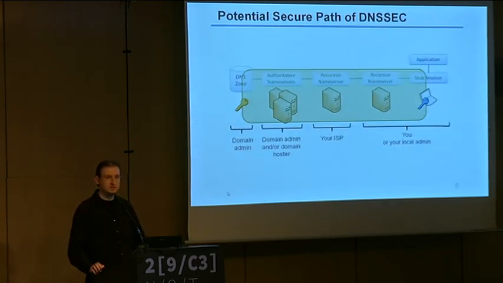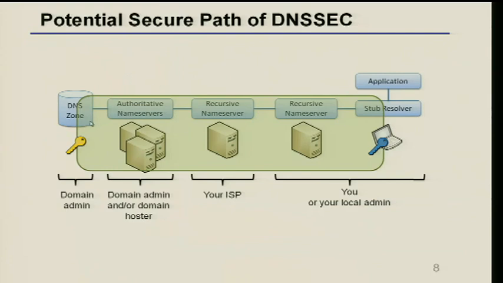Okay, now what is this potential secure path of DNSSEC, secured by DNSSEC? Well, we have a DNS zone, which is signed by a private key, and then we could build a stub resolver which does validating and which has a public key, and everything in between is secured. So you have an end-to-end secure path. Now this is not so common. We will look into it in a minute. Usually your recursive name server will do the validation, but we'll get to it.